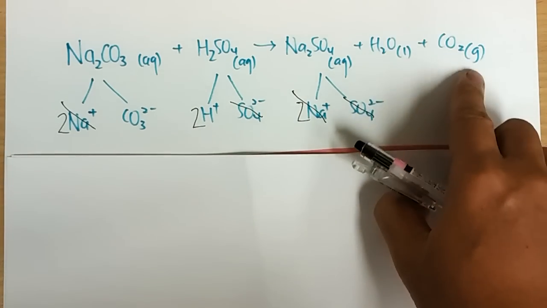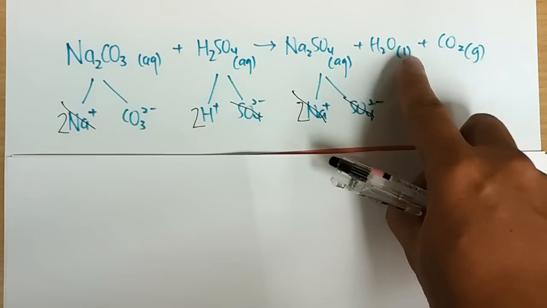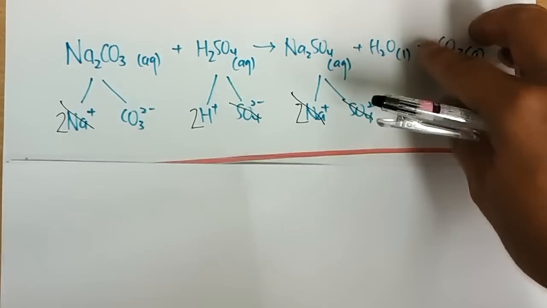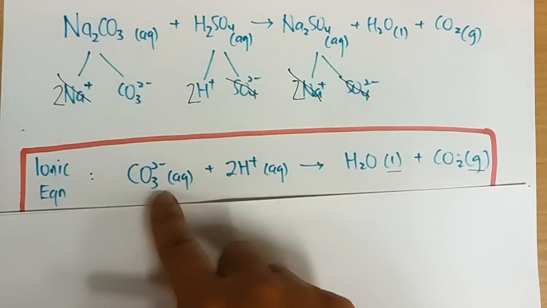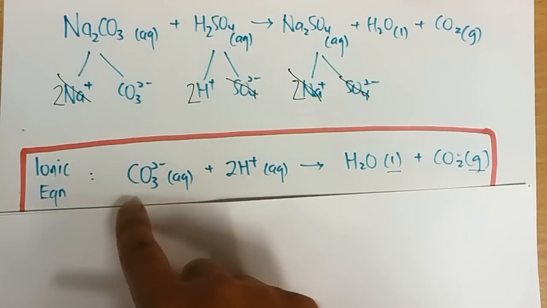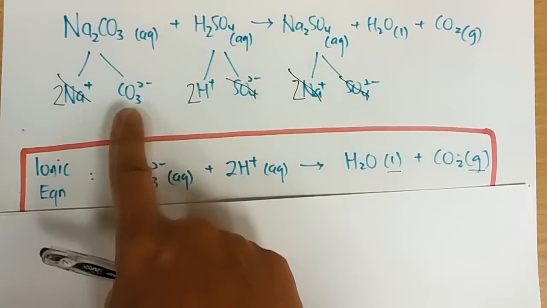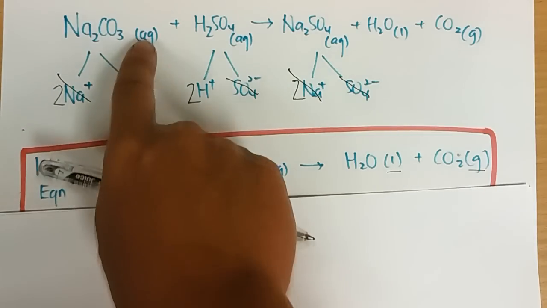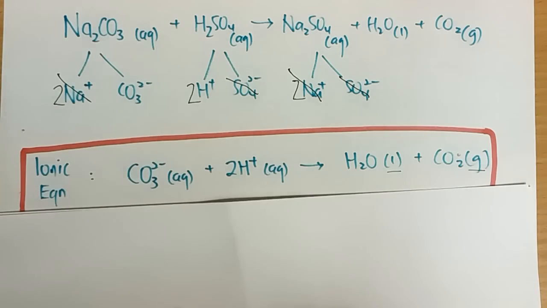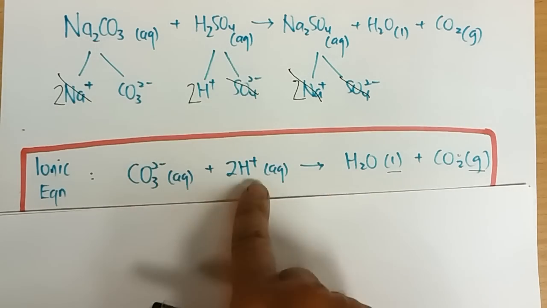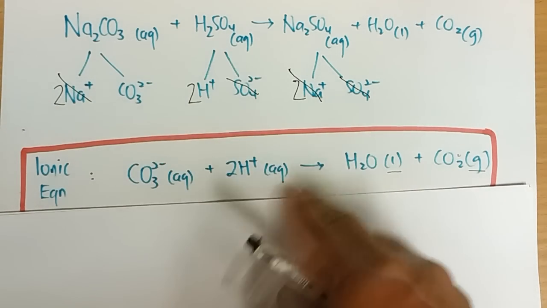How about water and carbon dioxide? Water and carbon dioxide are not aqueous. One is a liquid, one is a gas, so they remain as they are. Notice that when we have broken up the ions, we write down the state symbol based on what we have: aqueous.